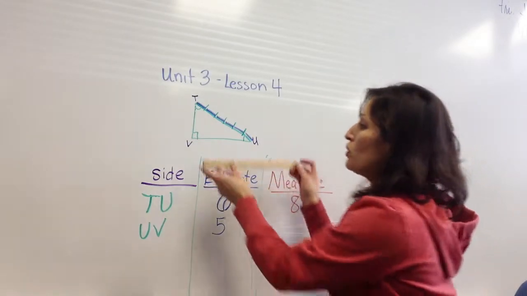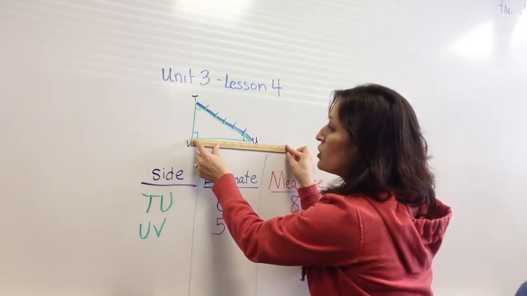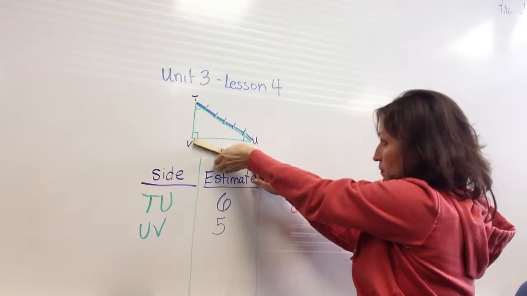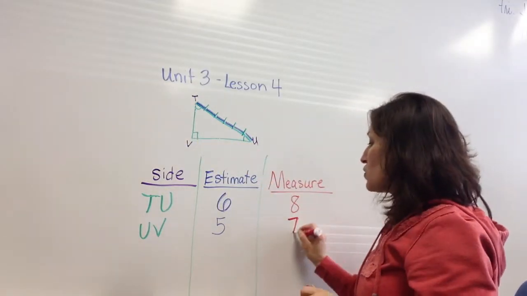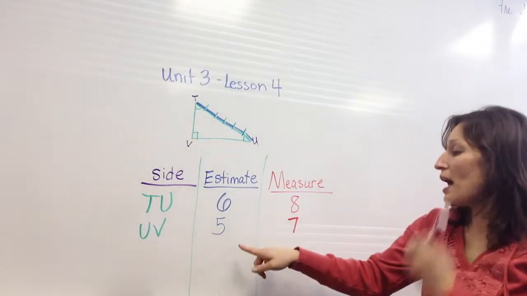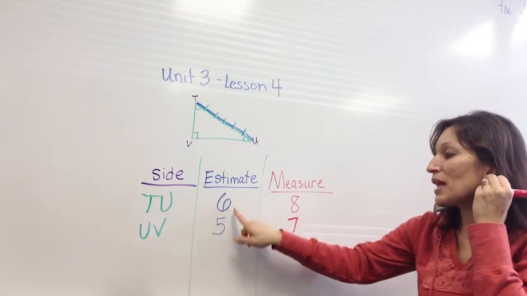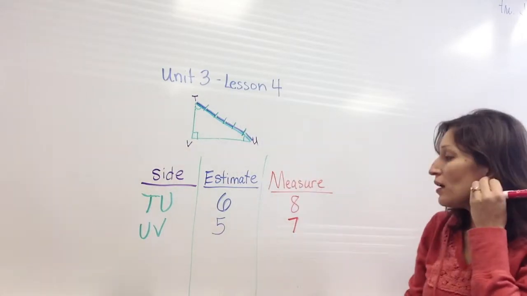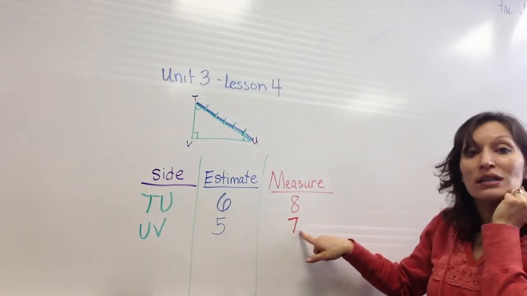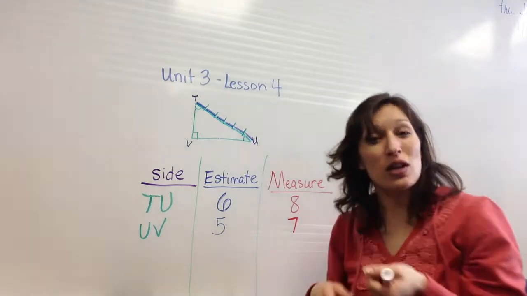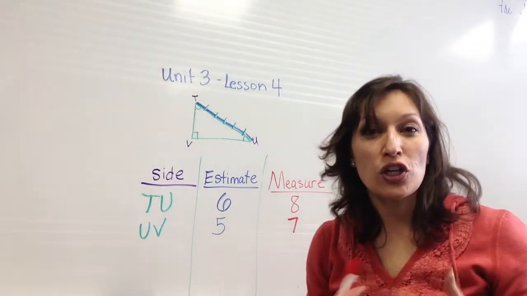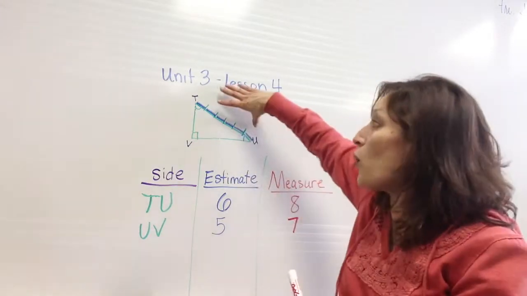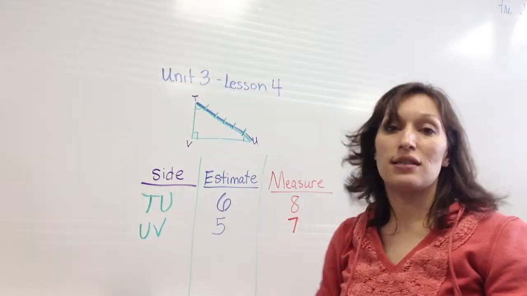So I'm going to do an actual measure, line up my 0 edge, and then write my number. 7 is what I get. Interesting. So my estimate was that it would be 1 less than my first estimate, and on my measure it was 1 less than my first measure. So that's a good indicator, that's a good sign that I'm kind of on the right track with noticing and comparing one side's length to another side's length, okay?